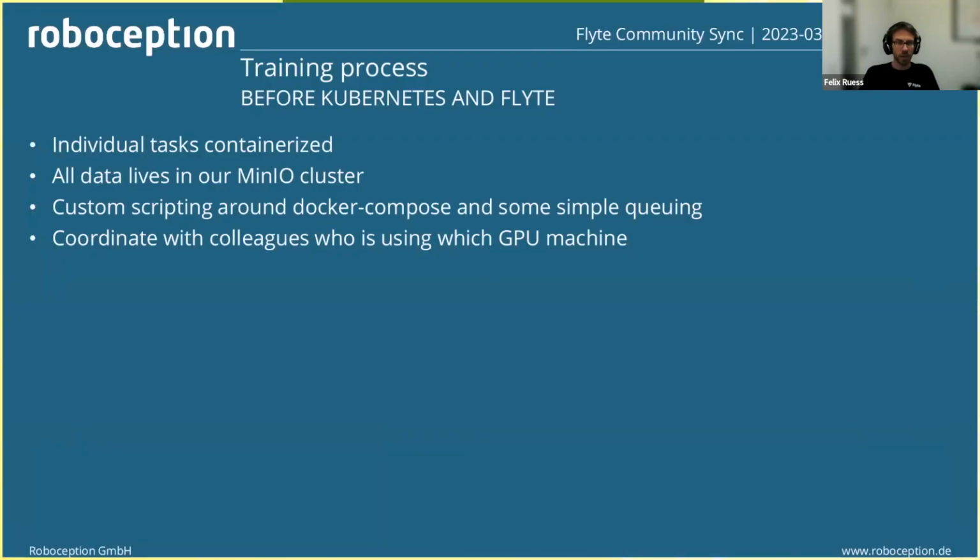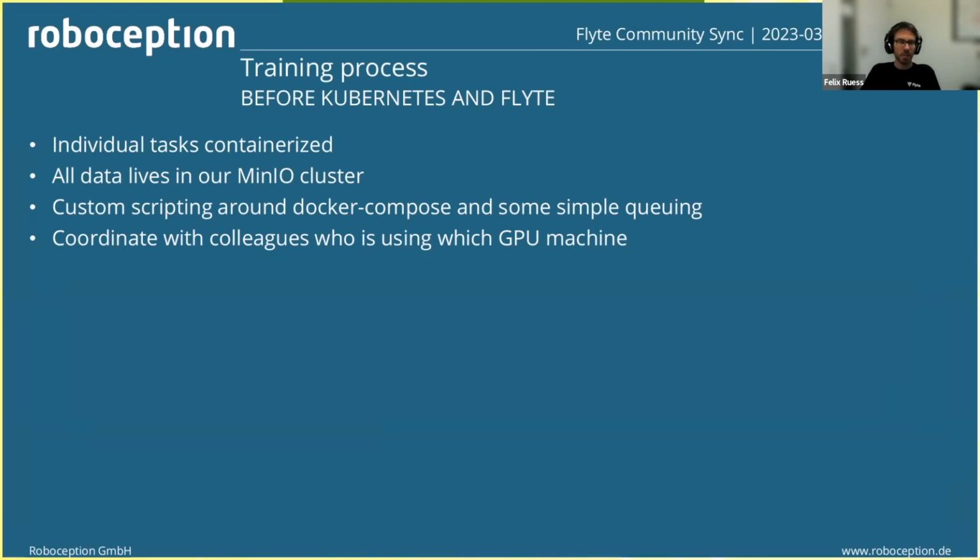All right, now for the interesting part for most of you, hopefully. So how did this look before we chose to go down the Kubernetes and Flyte route? We already had our individual tasks, so that, for example, training of one specific network model, containerized. All the data lives in our MinIO cluster, so that's an S3 compatible object store that we run on premises.